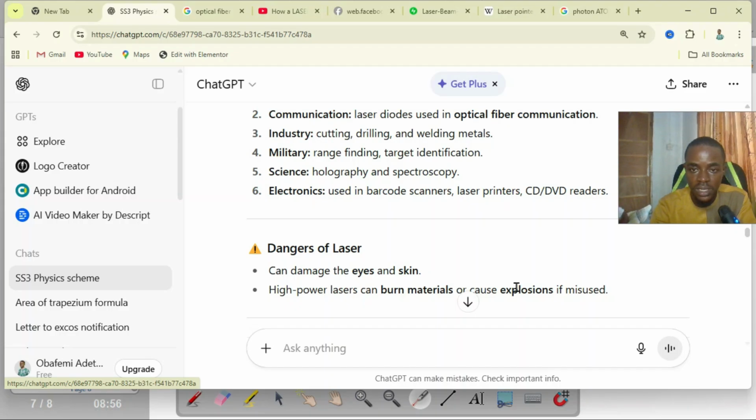So the assignment is, number one, you need to define a laser for me. Number two, tell me the types of laser we talked about in our physics class, and also sketch out how a laser works. How a laser works. You are free to go online to get more images and work with them.